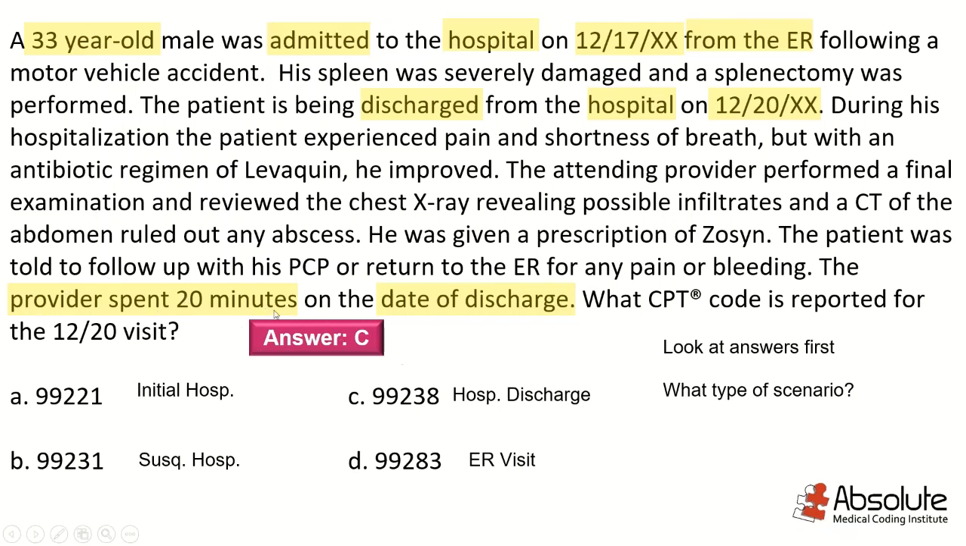Our answer is C, okay? Now, going back again, we're coding for that 12/20 visit. What happened on 12/20? The patient was discharged from the hospital. And these discharge codes do go according to time, but if I look at my answers down here, I'm going to pick the answer that has the hospital discharge in it, which is answer C. So basically, just like that, it gives me my answer. Okay, I'm able to eliminate A, B, and D, and C is my correct answer. So boom, that was pretty easy, right?